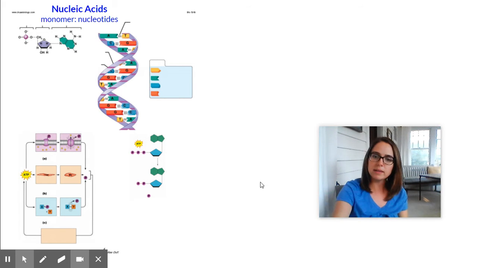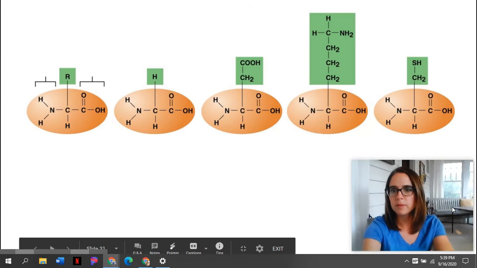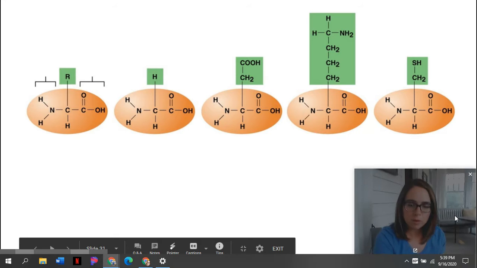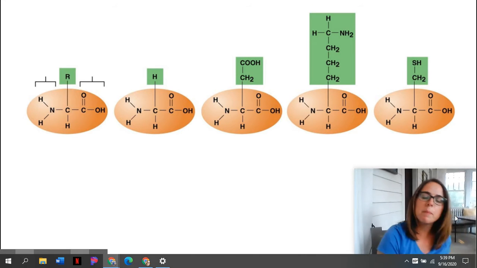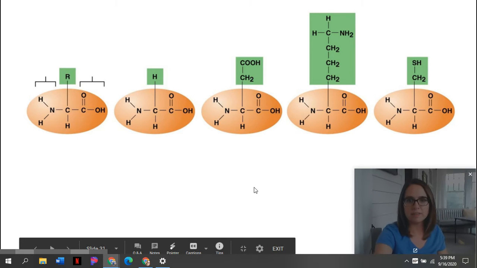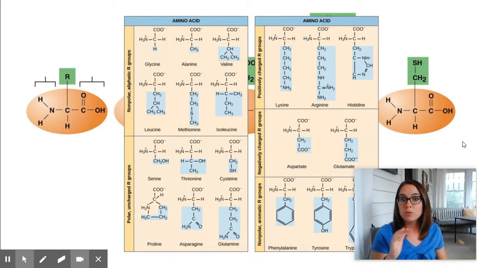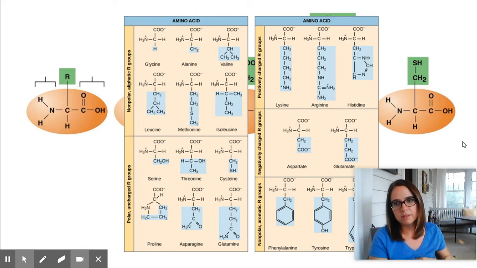We're going to jump in and start talking about our proteins. What's pictured up above are the amino acids. There are actually 20 of them in our body. You do not need to write all of this down. You do not need to memorize all of it.